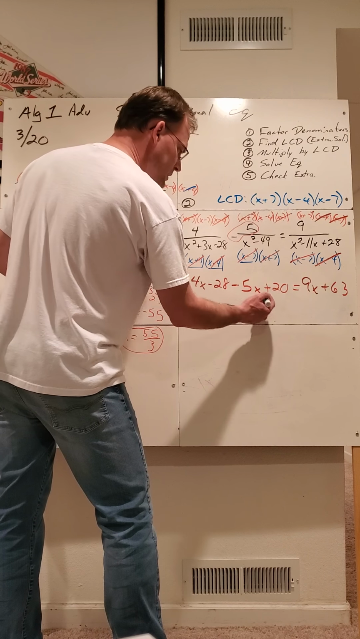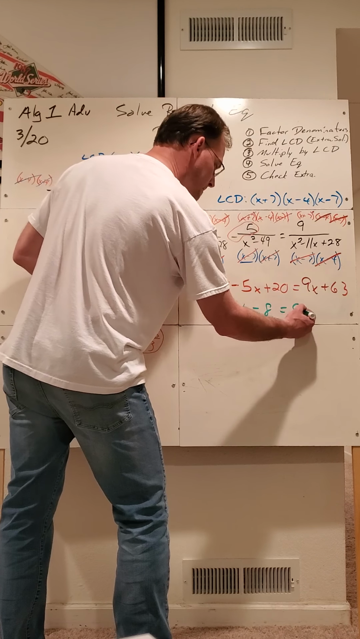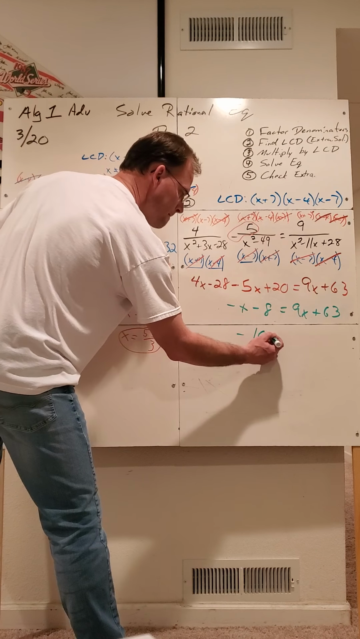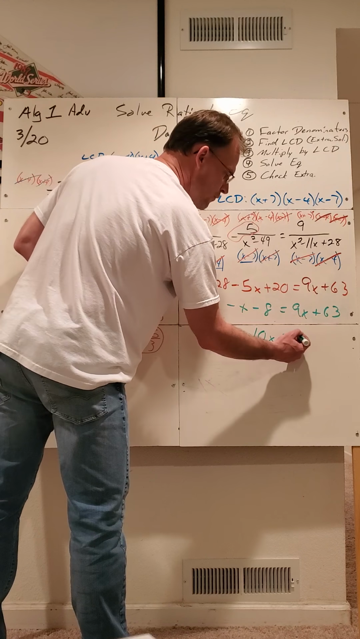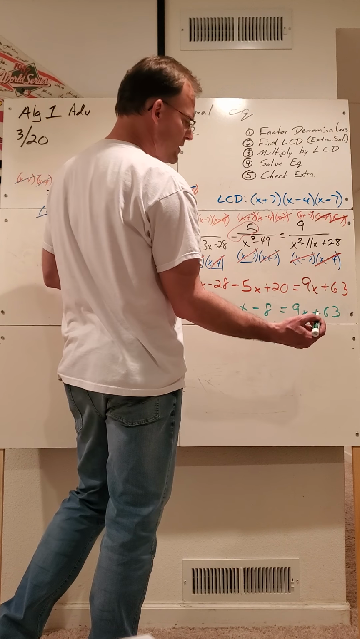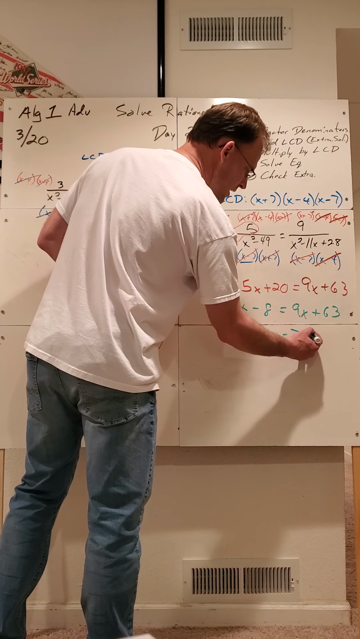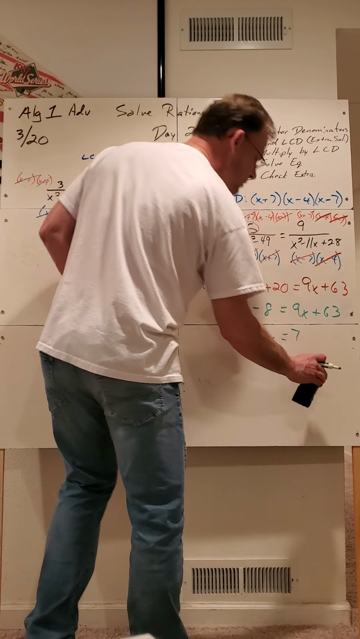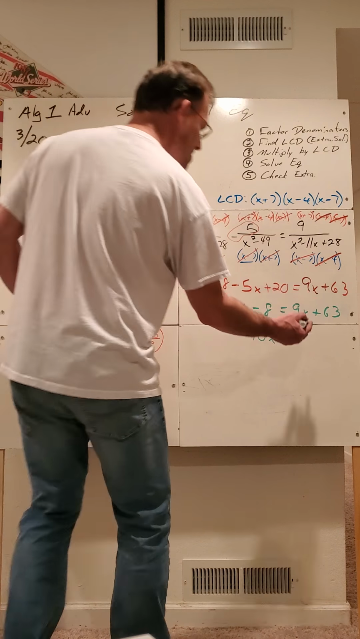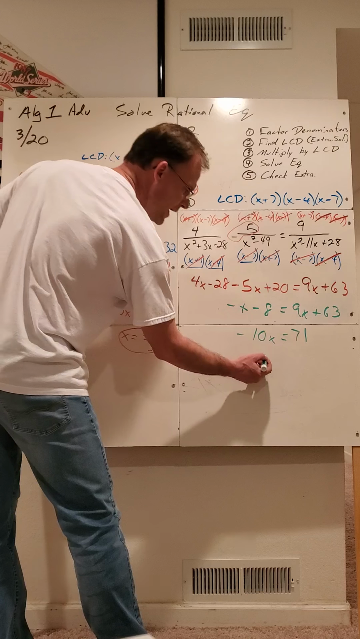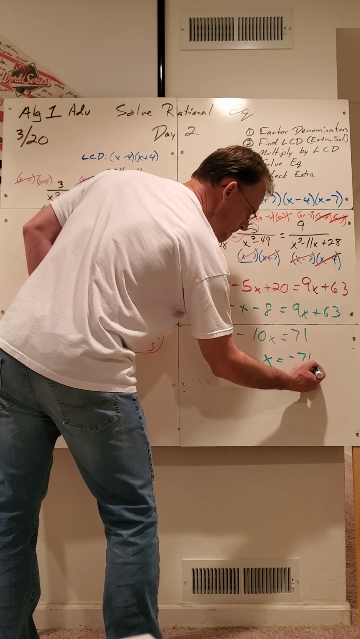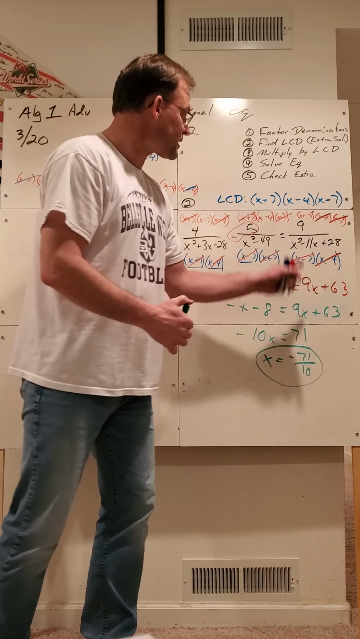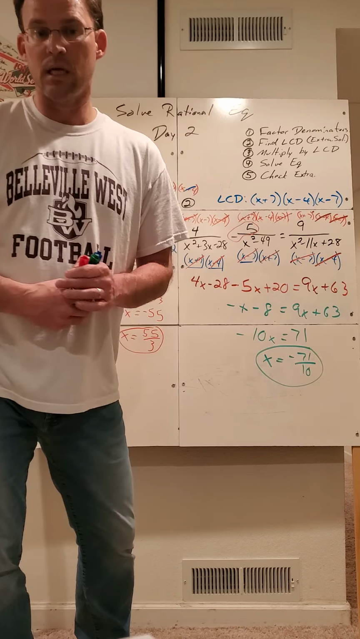Minus x minus 8. Add the 7 over here, add that 7 over there, that's going to give me 72. No, that's not right. That's what I get for trying to do this too fast in my head. It's going to give me 71. Divide. Answer. Is that on my extraneous list? No, it's not. All right.